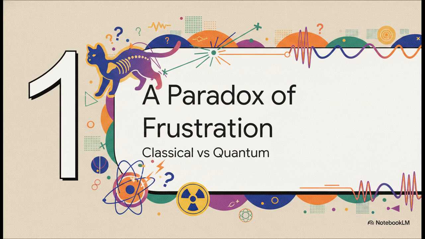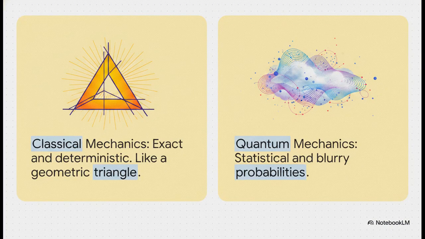Section 1. A paradox born of frustration. The clash between classical certainty and quantum statistics. So what was he so mad about?